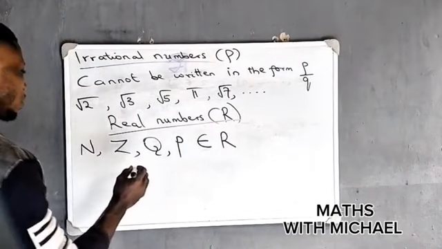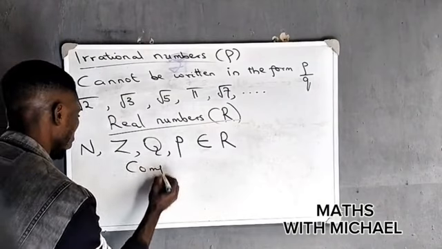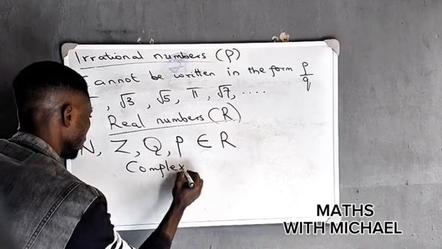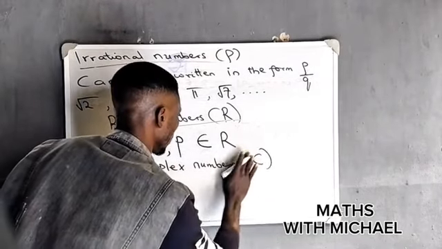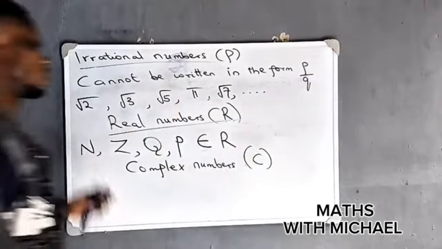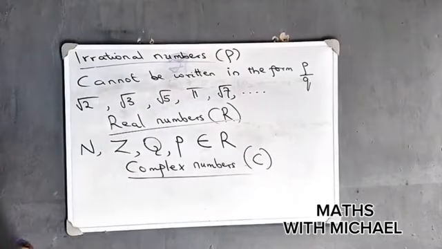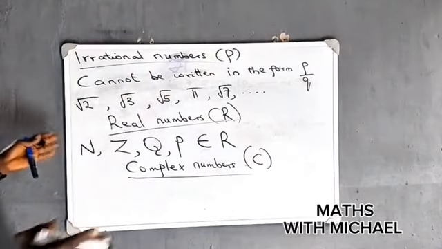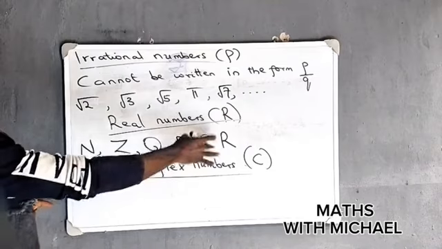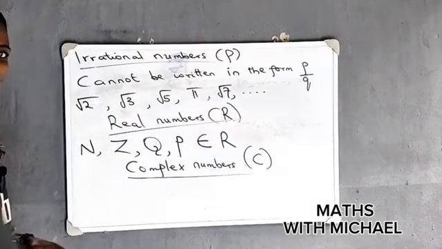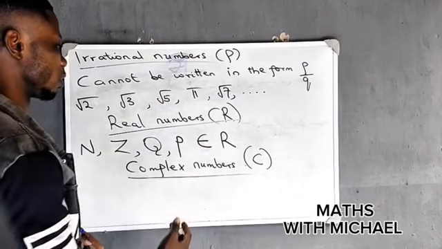Now, another form of number we talk about here is complex numbers. Complex numbers are usually denoted by the letter C. The letter C represents complex numbers in mathematics. And what are complex numbers? Complex numbers include all numbers from the natural numbers down to the real numbers.